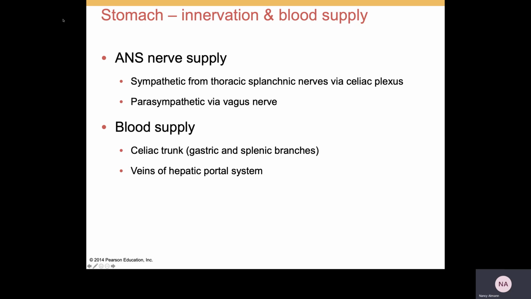What a surprise! Autonomic nerve supply, and we know what the sympathetic division does, and we know what the parasympathetic division does. Blood supply will be from the celiac trunk. The gastric and splenic branches will arise off the celiac trunk, and the stomach will be drained by the veins of the hepatic portal system.